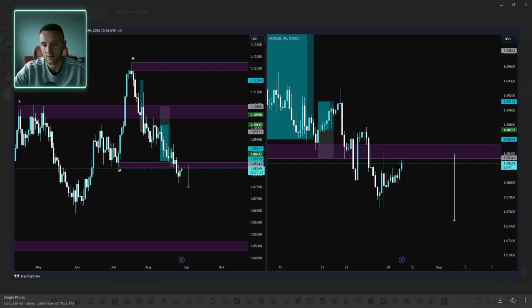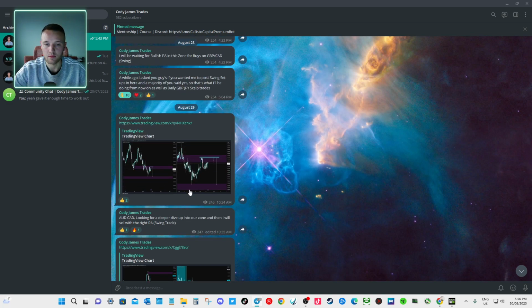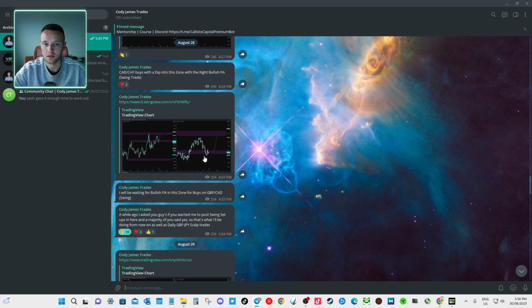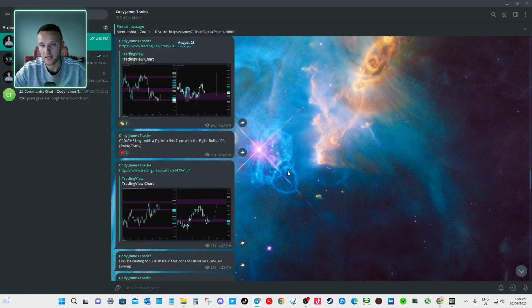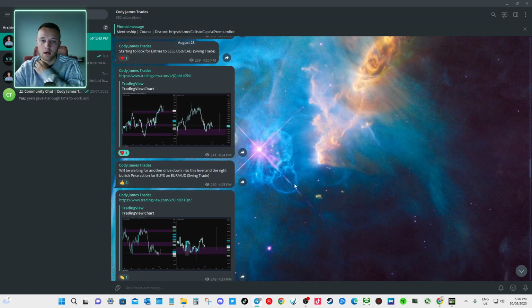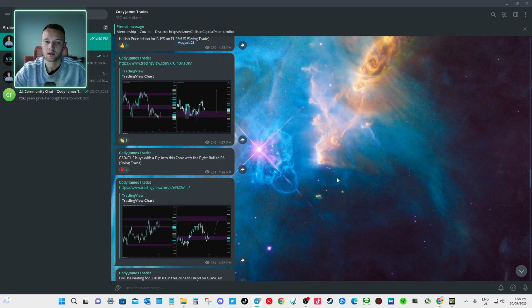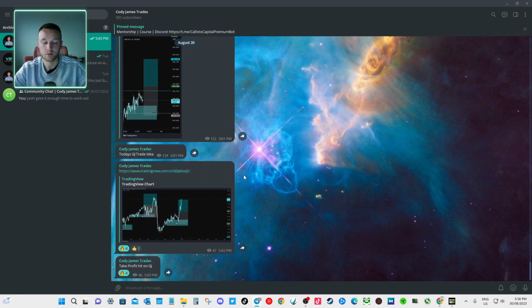So this is obviously Euro USD on the daily and the 4-hour chart. And as you can see, looking for sales. Euro USD looking at potential sales from this zone with the right PA. For those of you who don't know what PA is, that's price action. Here, same thing with AUD CAD, looking for sales, GBP CAD, CAD CHF, looking for buys. Wow, Euro AUD looking for buys, USD CAD looking for sales. So I'll post some swing trades in there as well. If you guys are interested in that, come over and check it out.